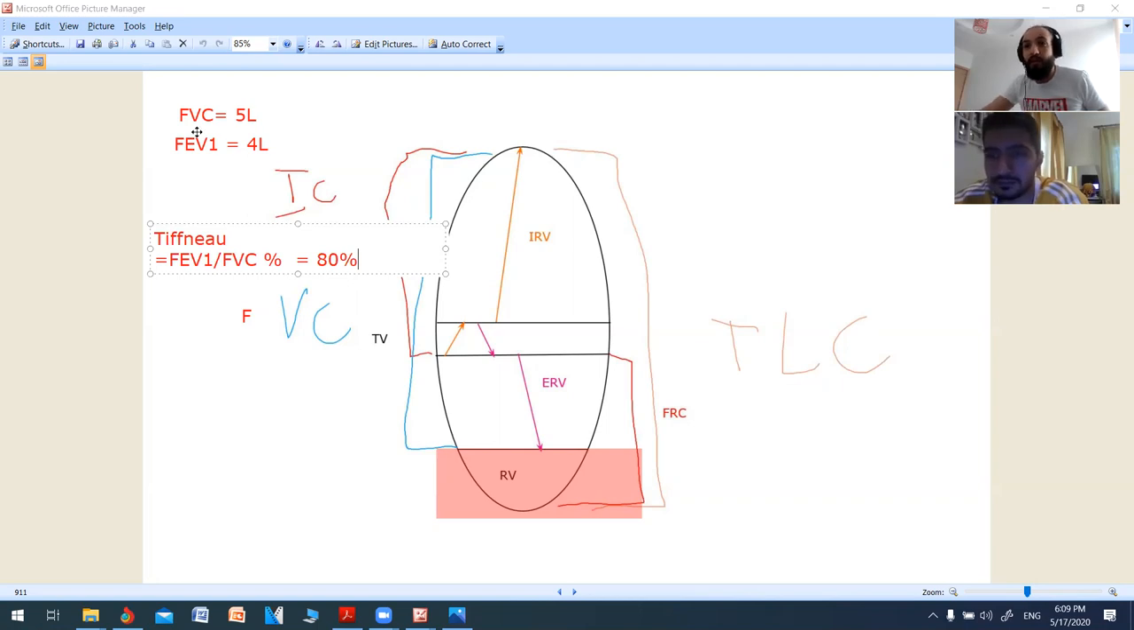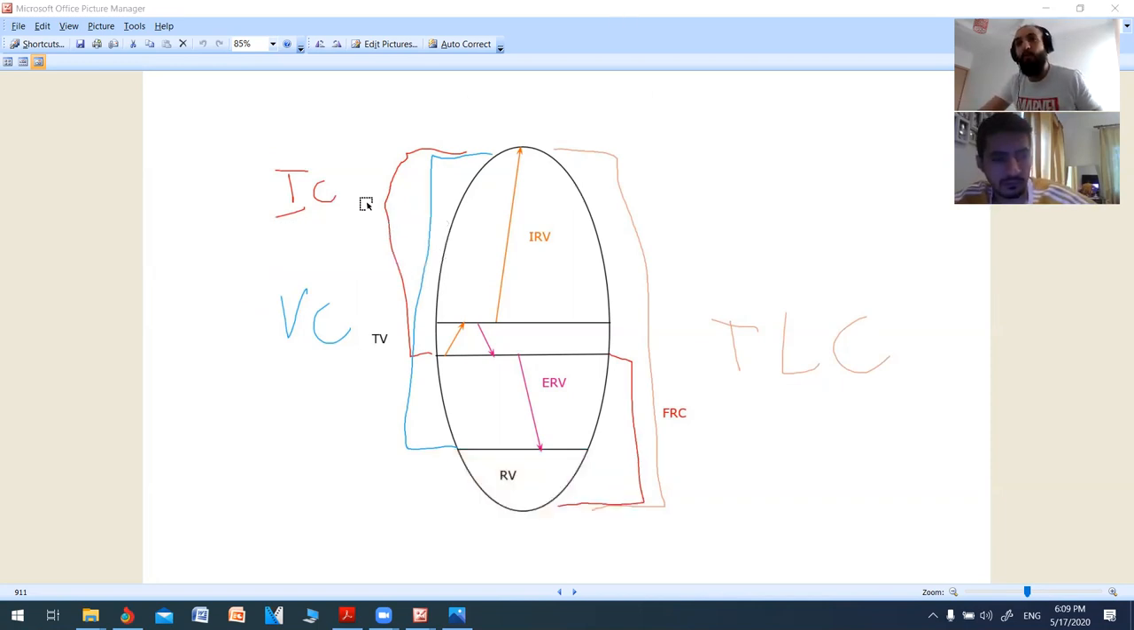These are the three most important things that the spirometry calculates. Is it only these three things? No, there are other things too. Let's see what.